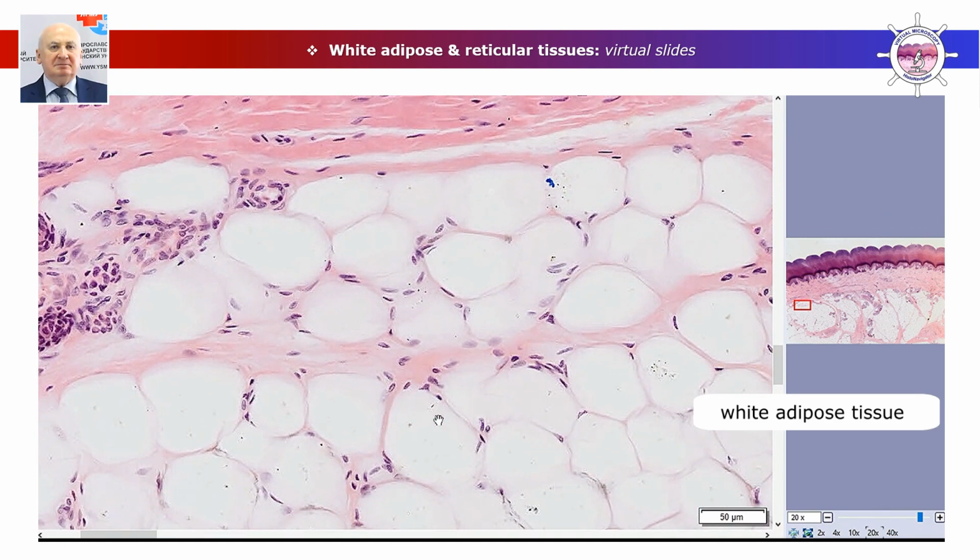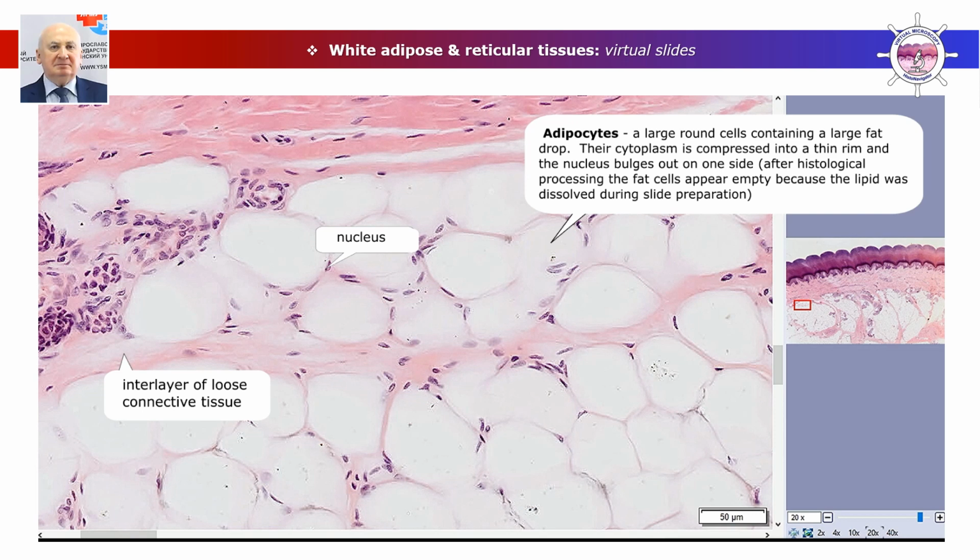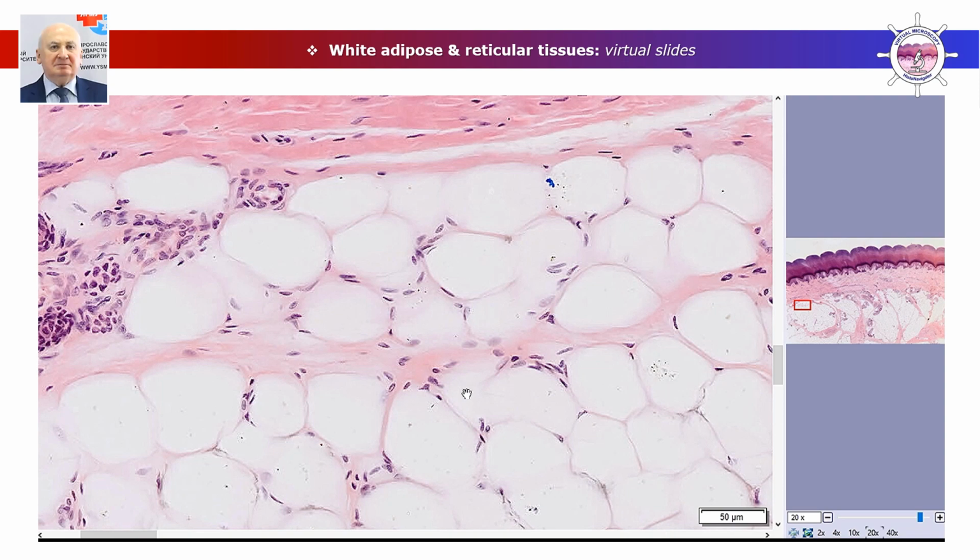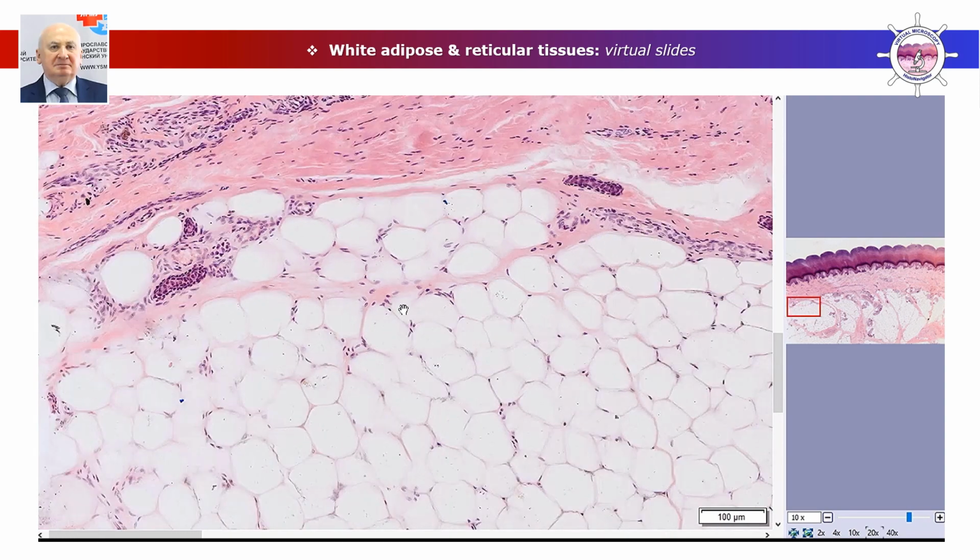Adipocyte is a large round cell containing a large fat drop. Their cytoplasm is compressed into a thin rim and the nucleus bulges out on one side. After standard histological processing, the fat cells appear empty because the lipid was dissolved during slide preparation. Thin collagenic fibers can be seen between the cells.